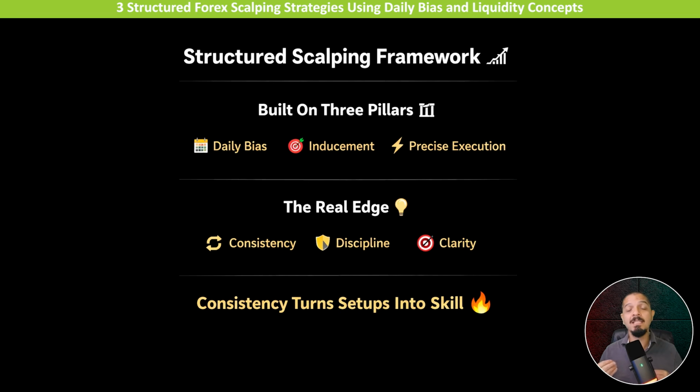Whether you trade ICT concepts or pure price action, the real edge comes from consistency, following your plan, managing risk with discipline, and executing with clarity. Over time, that consistency is what transforms a setup into true trading skill.